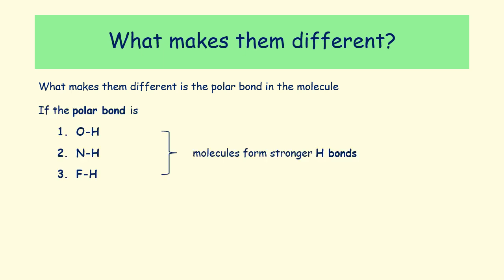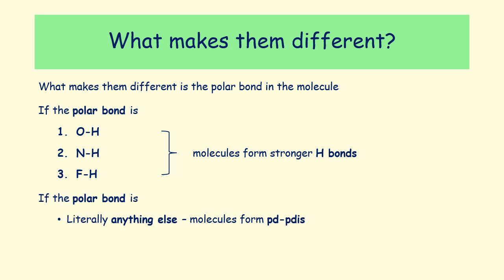So if the polar bond in the molecule is an OH bond, a hydroxyl group, or an NH bond, or an FH bond, if the polar bond is one of those three bonds, then we say that it's going to be a hydrogen bond. We call the intermolecular force a hydrogen bond. If it is any other bond than one of those three bonds that makes the molecule polar, then we call it a permanent dipole interaction.